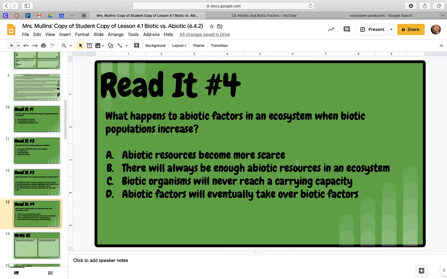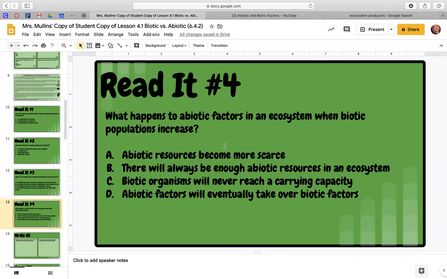There will always be enough abiotic sources in an ecosystem. Well, we know living on planet Earth, that is not true, right? We aren't always going to have enough water. Biotic organisms will never reach a carrying capacity. That's not true either. There's always a limit in a population because there's always going to be limited resources. Abiotic factors will eventually take over biotic factors. So basically, these non-living things will eventually, I guess, kill off or eliminate biotic factors. And that's not necessarily true.